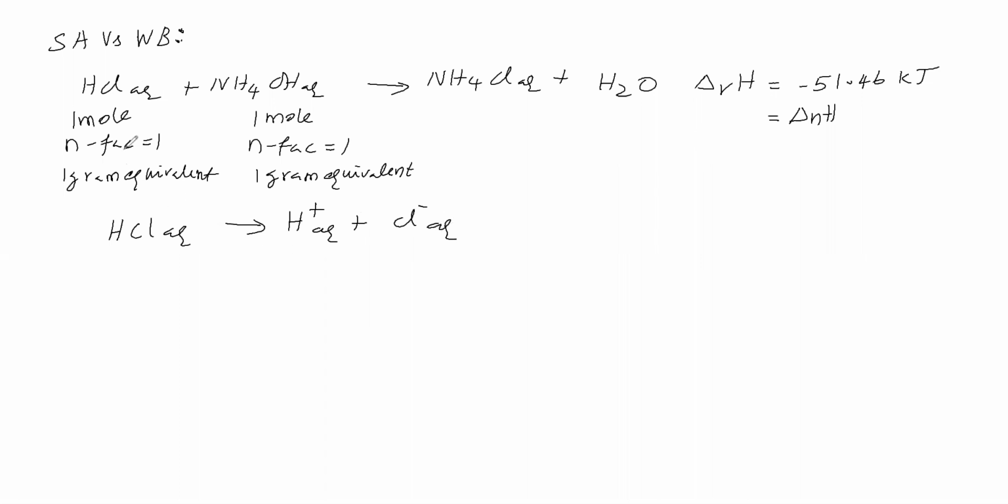HCl aqueous exists in the form of ions in the solution. Why does HCl undergo complete ionization? Why does HCl exist completely as ions in the solution? Because it is a strong acid.